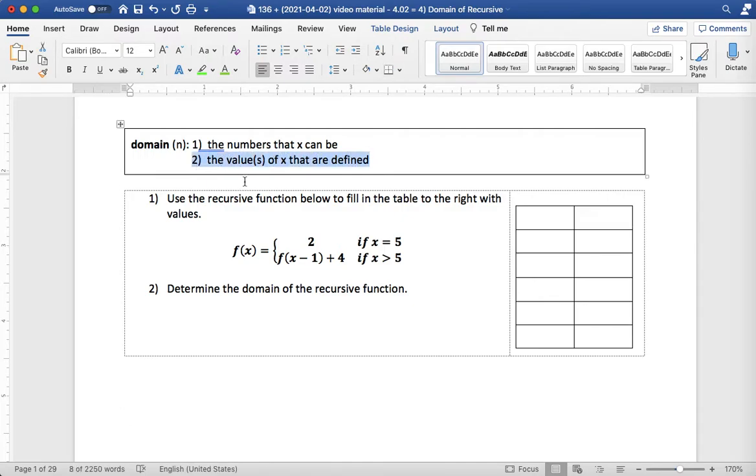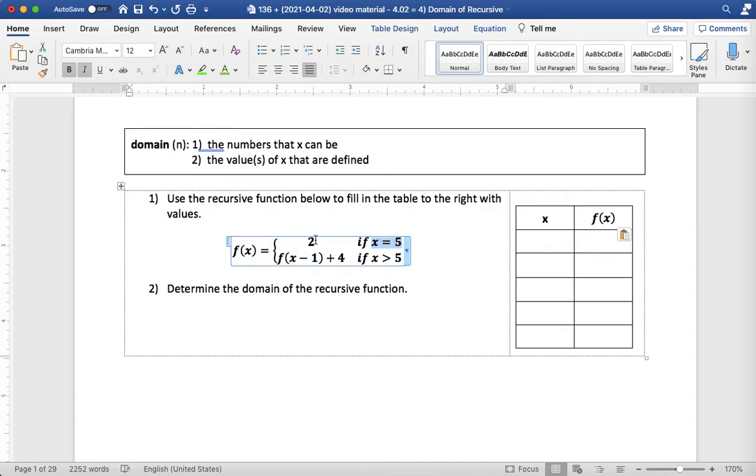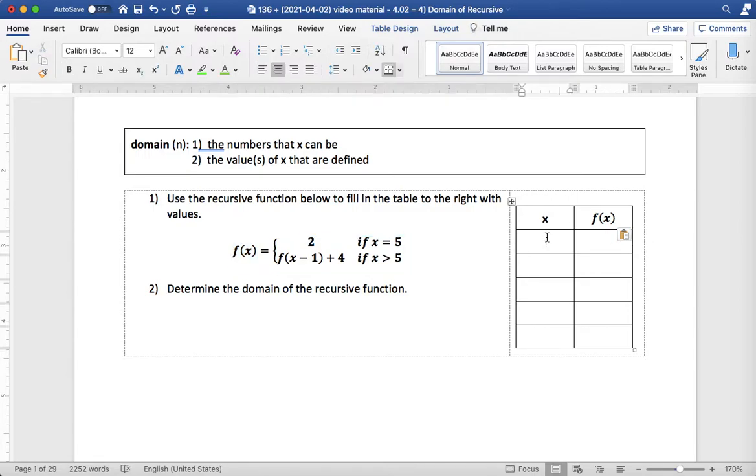Okay, so let's look at this recursive function right here. Let's use that to fill in this table of values. On the left side, you have your x's. On the right side, you have your f of x, which is basically your y. Looking at this, I know when x is equal to 5, my f of x, or my y, is equal to 2. So x equals 5, y equals 2.